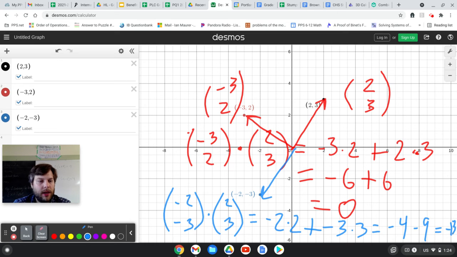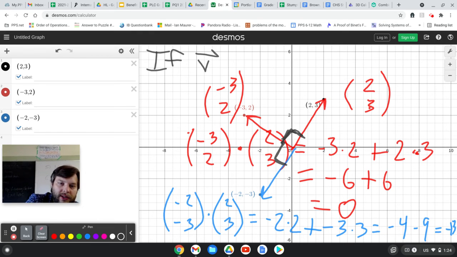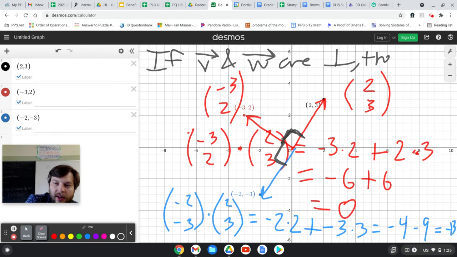Okay. One thing I hope you noticed is that these are not just random vectors. In fact, we found that these two vectors are perpendicular. And one of the most important things about the dot product is that when you have perpendicular vectors, your dot product is going to equal 0. So if, let's write that in general, if vector v and vector w are perpendicular, then what can we say? Then v dot w will equal 0. V dot w is equal to 0.